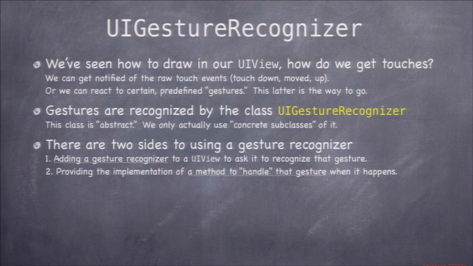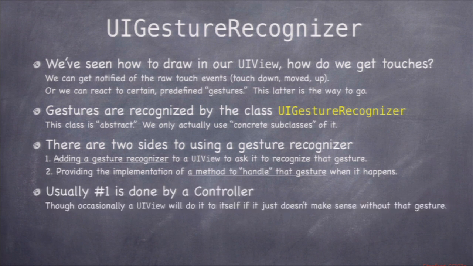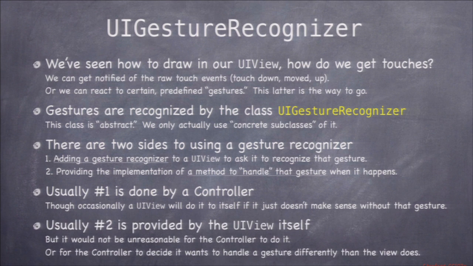Make sense? So those are the two things you need to do. Usually number one is done by a controller, although sometimes views do it to themselves where they add a gesture recognizer to themselves. And number two is often provided by the view. In other words, the handler, the thing to do when the gesture is happening or happened, a lot of times the view implements that method.